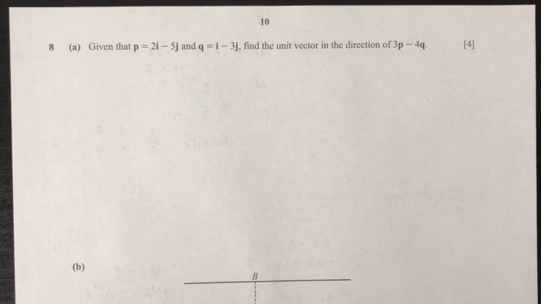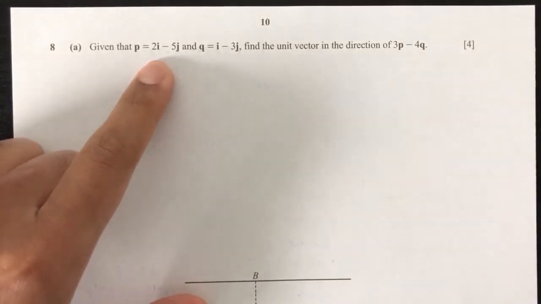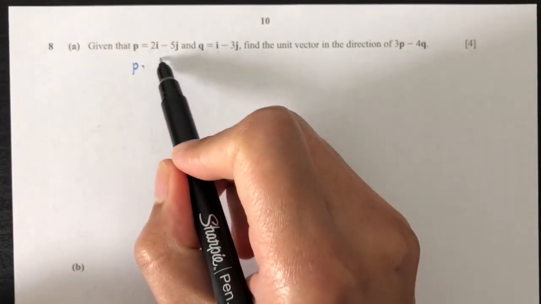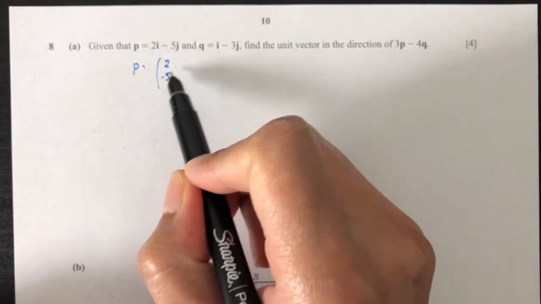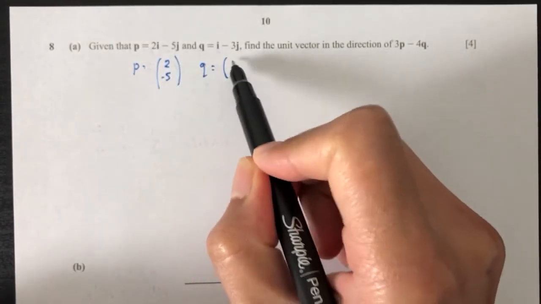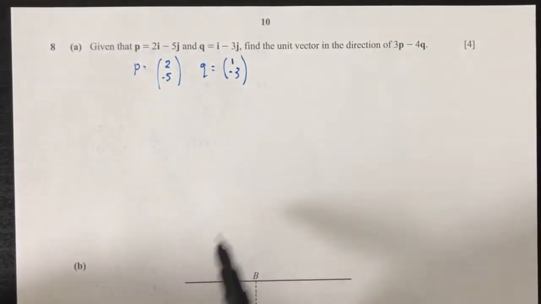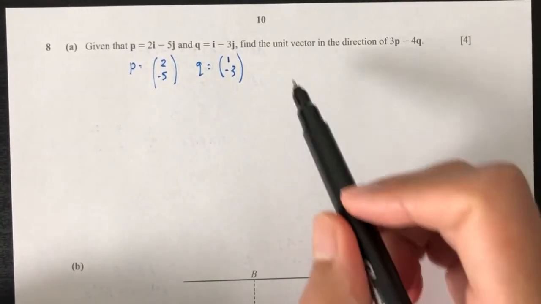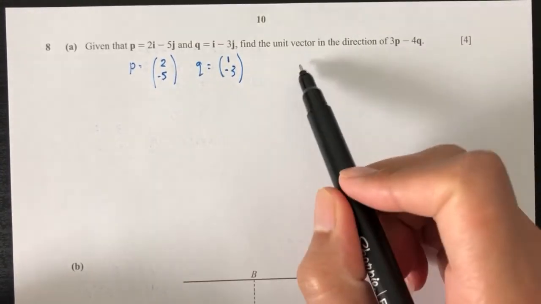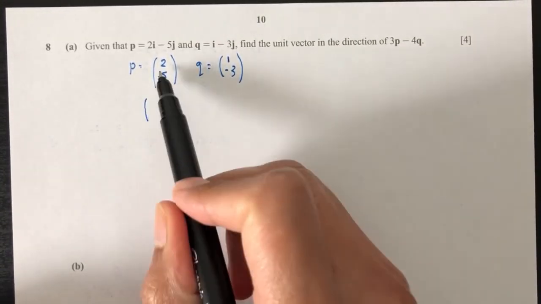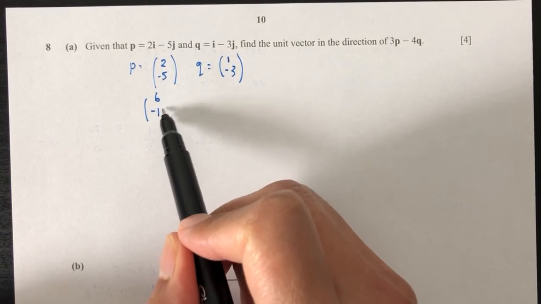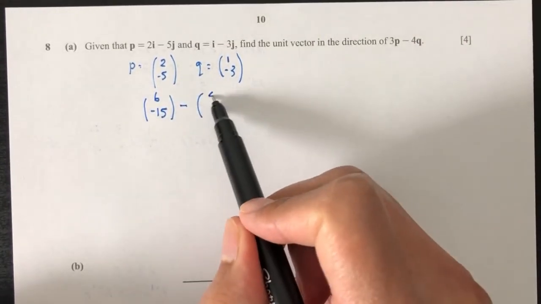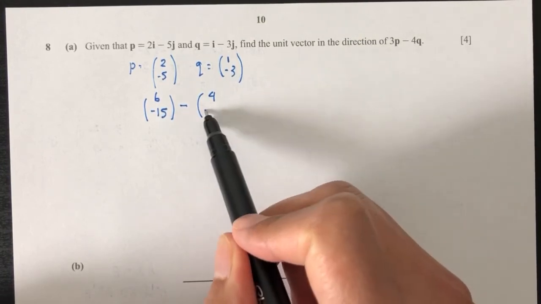Question number 8, part A. So given that P equal to this and Q equal to this, so let's write this down as this. So 2 and minus 5. Q is 1 and minus 3. So find the unit vector in the direction of this. So let's find 3P minus 4Q first. So 3P will be 3, 6 minus 15. 3P minus 4Q, that will be 4 and minus 12.